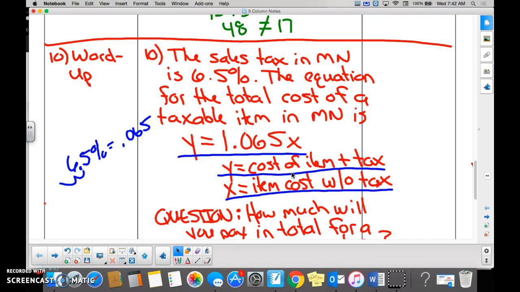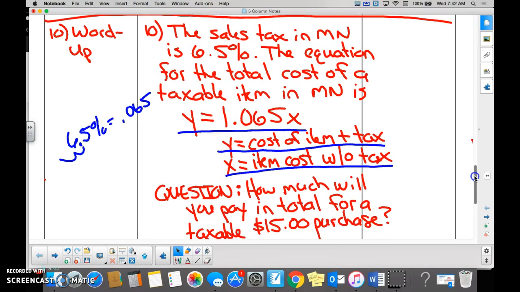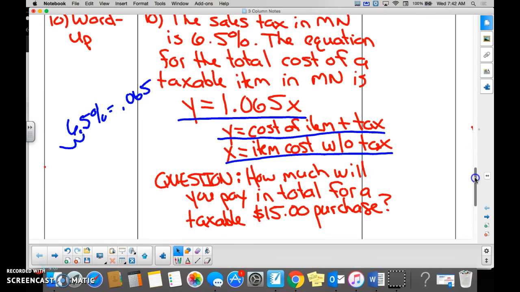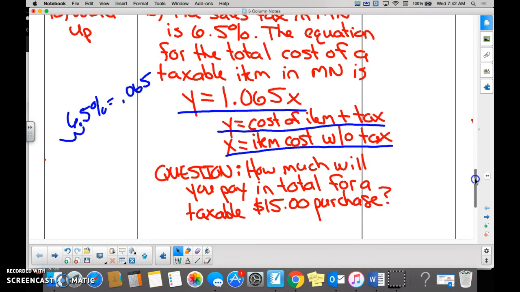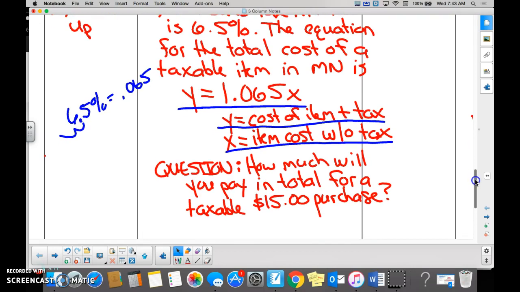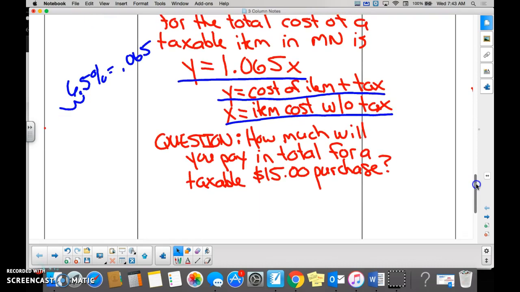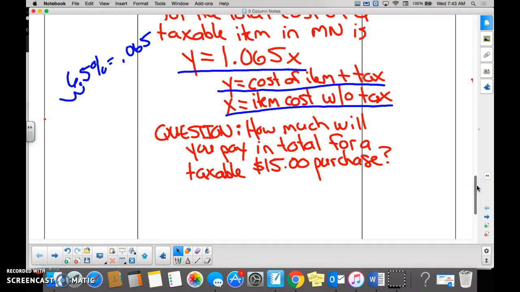So the question is, let's plug it in and see if it makes more sense. How much will you pay in total for a taxable $15 purchase? So you go to the store, you buy something that costs $15. Let's say we buy a t-shirt for $15. When you bring it up to the cash register, you need to pay for it.